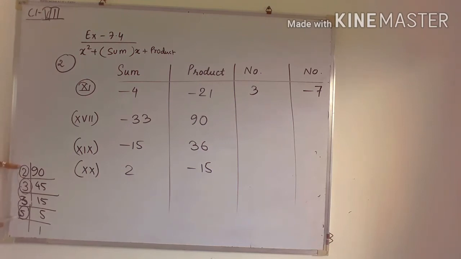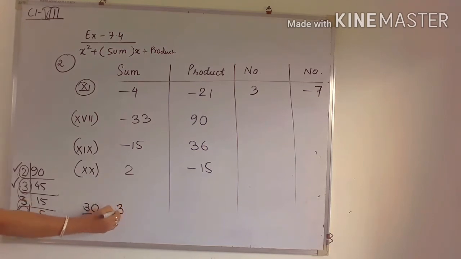See, 5 2s are 10 and 10 3s are will be what? 30. Okay. So I am taking which number? I am taking the first one, the second one and the last one. So 5 into 3 into 2 will be 30 and the next number is what? 3. So see, if I multiply 30 with 3, I will get what?